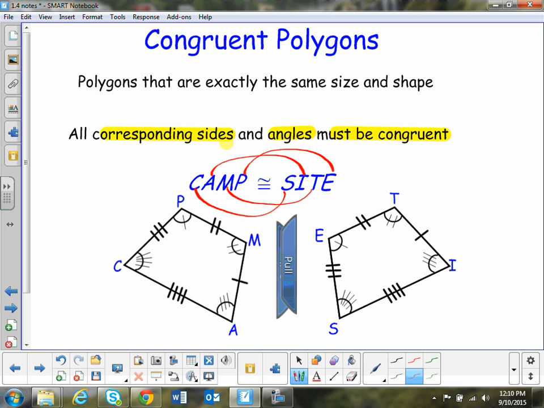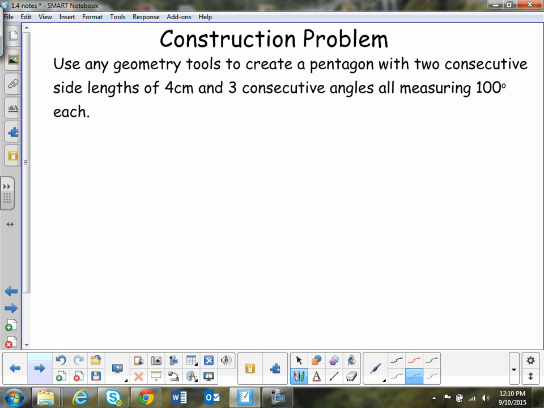Everybody got the gist of congruent polygons? Yep. All right, moving on. Okay, last one for the day. Okay, this is what you're going to do on your own right now, and then I'm going to show whoever is done with it first under the elbow.